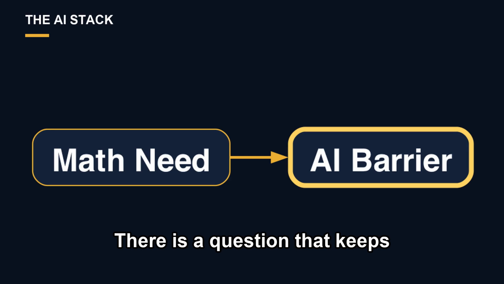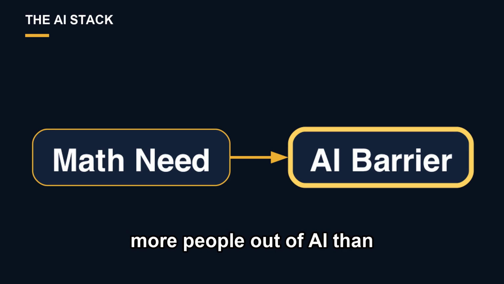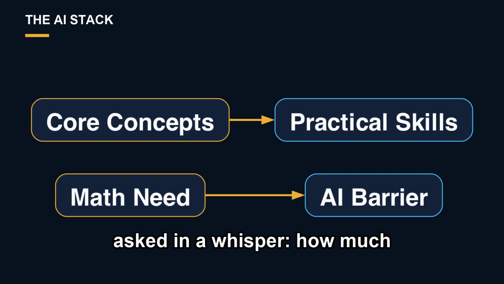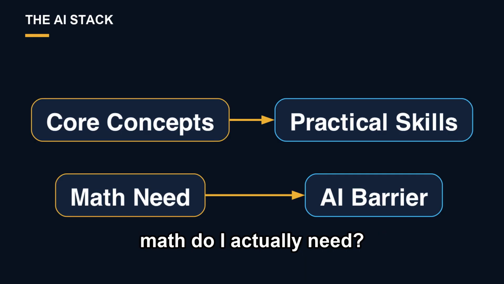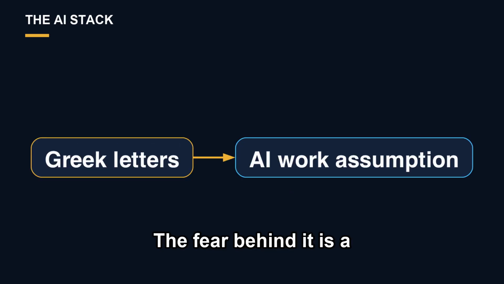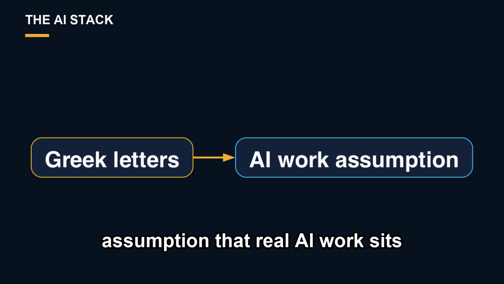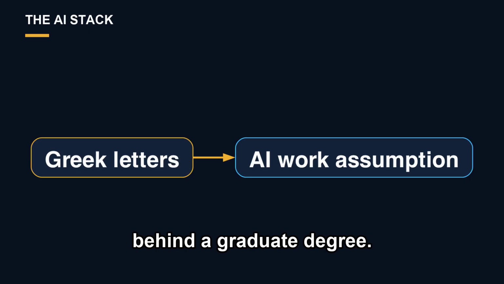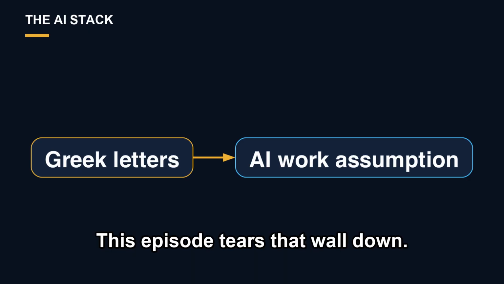There is a question that keeps more people out of AI than any other, and it is usually asked in a whisper: how much math do I actually need? The fear behind it is a wall of Greek letters. The assumption that real AI work sits behind a graduate degree. This episode tears that wall down.